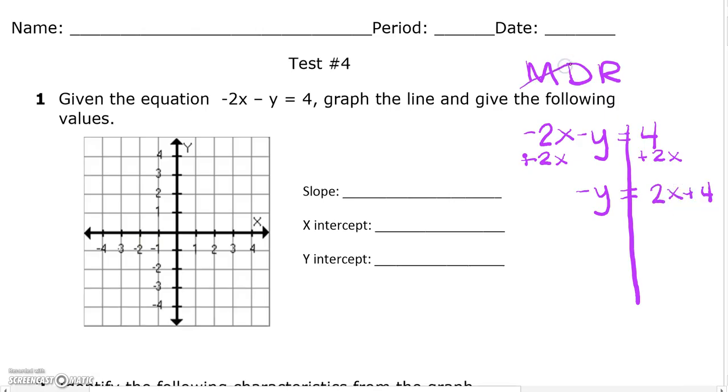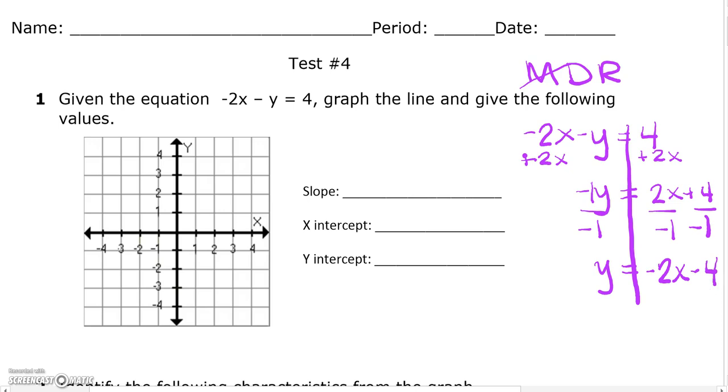Okay, so we've done the move step. Next step is to divide, and since there's still a negative right here, that's a negative 1. So that means we have to divide everything by negative 1. So we have y equals negative 2x minus 4.